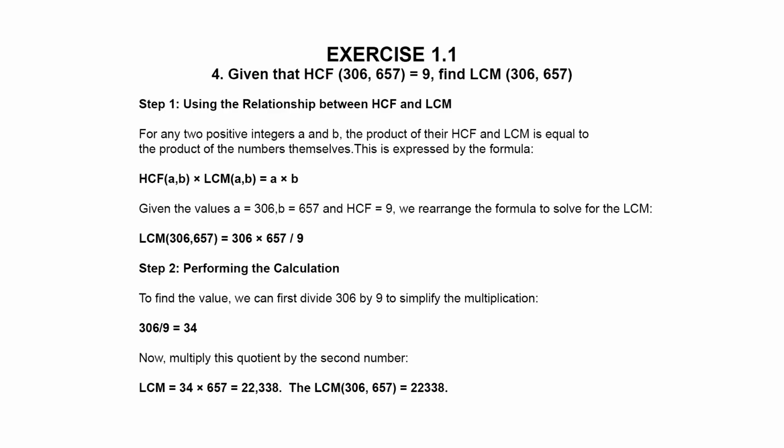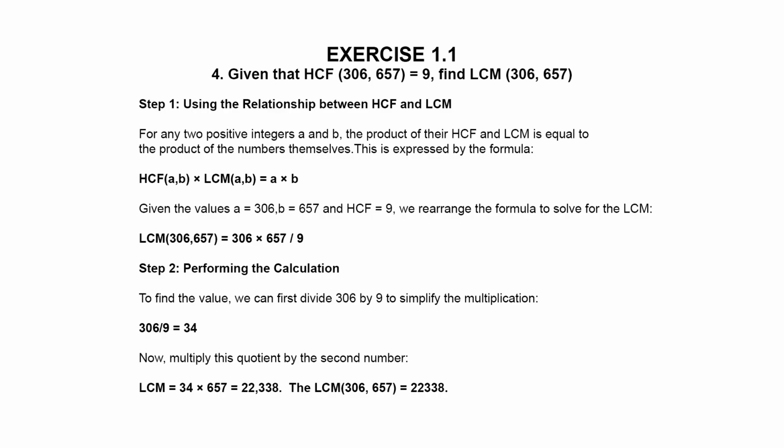Given the values a is equal to 306, b is equal to 657 and HCF is equal to 9, we rearrange the formula to solve for the LCM. LCM of 306, 657 is equal to 306 into 657 divided by 9.